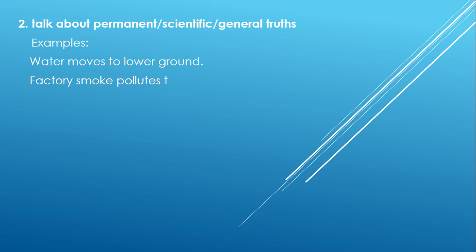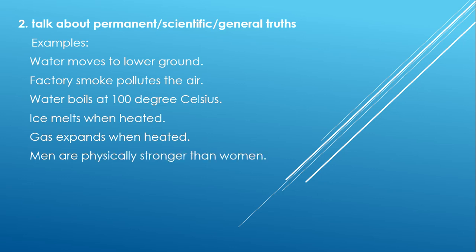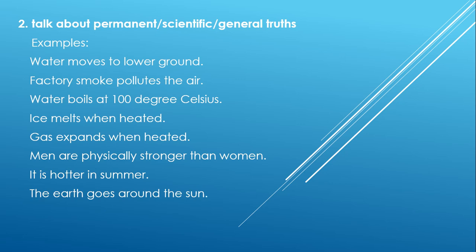Factory smoke pollutes the air. Water boils at 100 degrees Celsius. Ice melts when heated. Gas expands when heated. Men are physically stronger than women. It is hotter in summer. The earth goes around the sun.